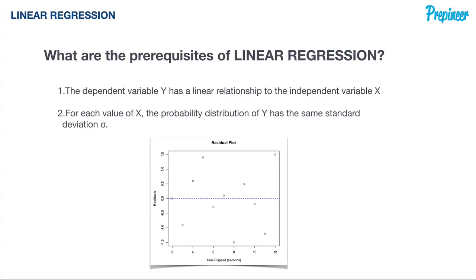A residual plot is a graph that shows the residuals on the vertical axis. If the points in a residual plot are randomly dispersed around the horizontal axis, a linear regression model is appropriate for that data. Otherwise, a nonlinear model is more appropriate.